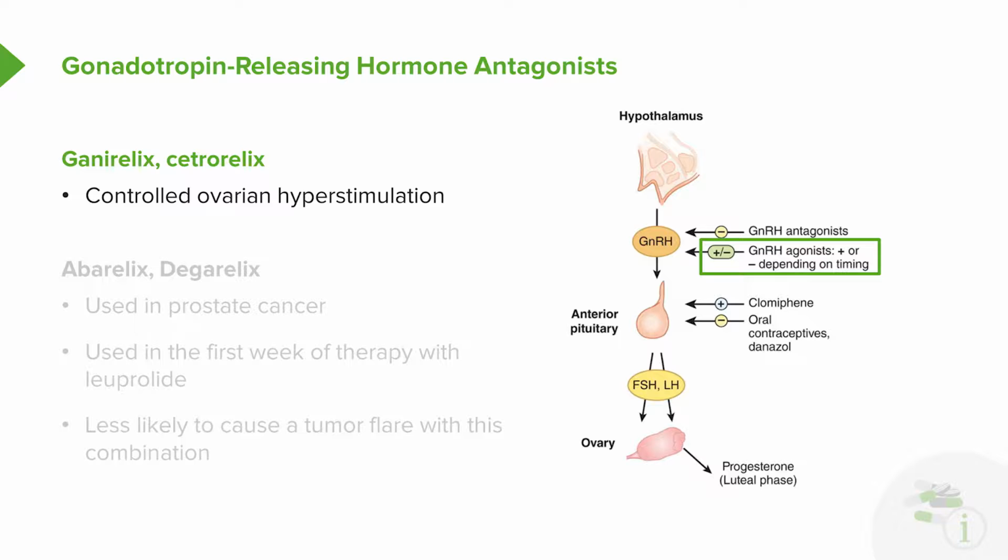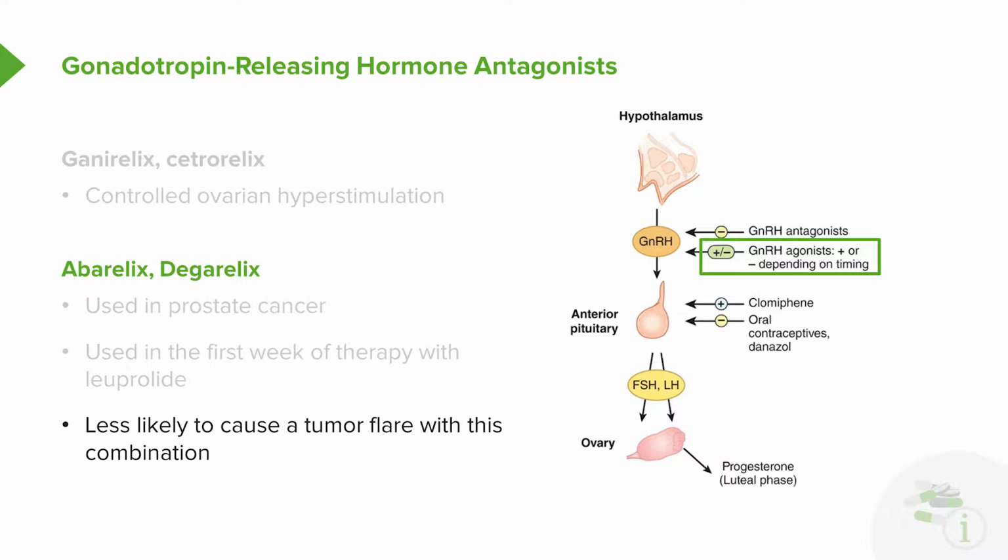All of these agents end in ELIX, and we sometimes call them the elixir drugs. Abarelix and degarelix are used in prostate cancer in men. This is used usually in the first week of therapy alongside leuprolide. It is less likely to cause a tumor flare with this combination. So remember that these are hormonally active agents that can be useful in both men and women.